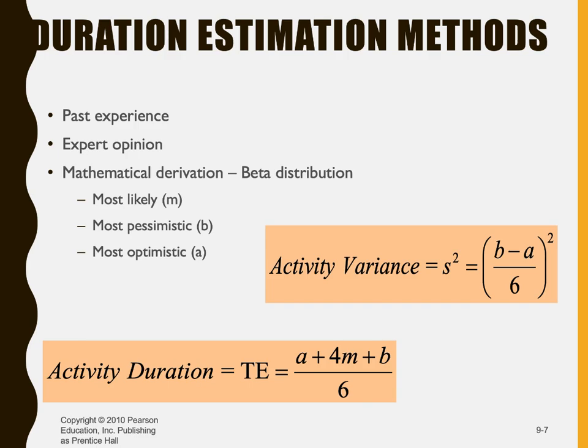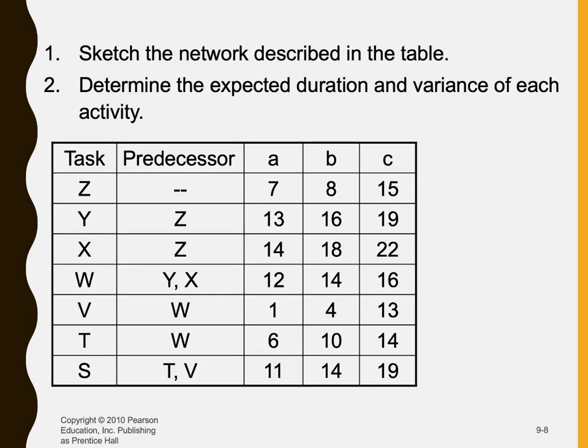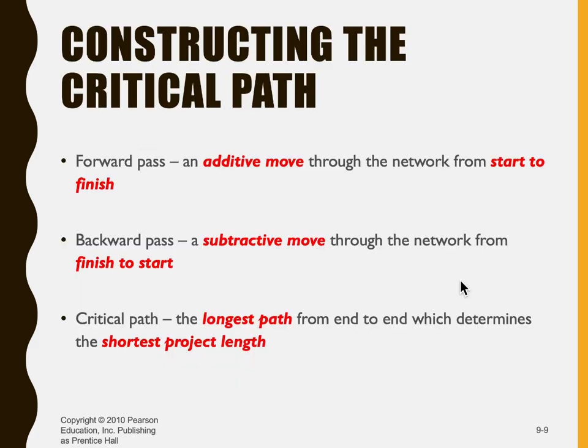We will skip the next part. This is basically an activity that we have to carry out. Based on the previous formula, we will draft out the nodes. But then we have to move on to constructing the critical path.